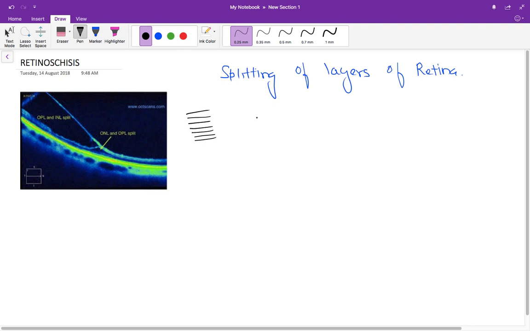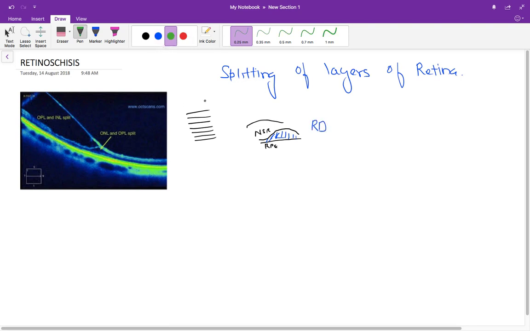When I told you about the retinal detachment, there is a detachment between the last layer, that is the retinal pigment epithelium, and the rest of the layers that we called the neurosensory retina. In between that, there is a fluid accumulation. So this is retinal detachment.